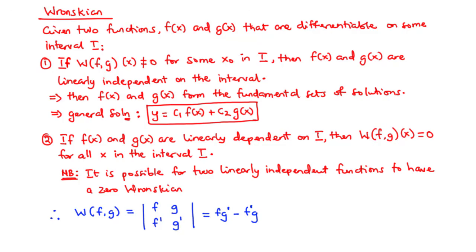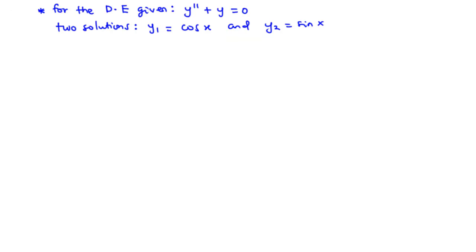However, if we have evidence that the two functions f of x and g of x are linearly dependent, then automatically their Wronskian is equal to 0. So for the given differential equation, we have the two solutions y1 and y2. We are going to show whether or not these two solutions are linearly independent, and if they are, we are going to find the general solution using the Wronskian. So let's try to solve this together.